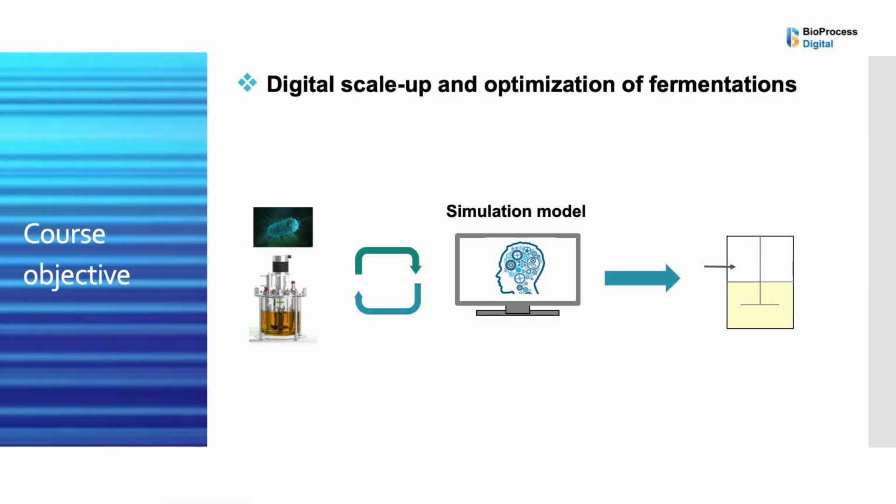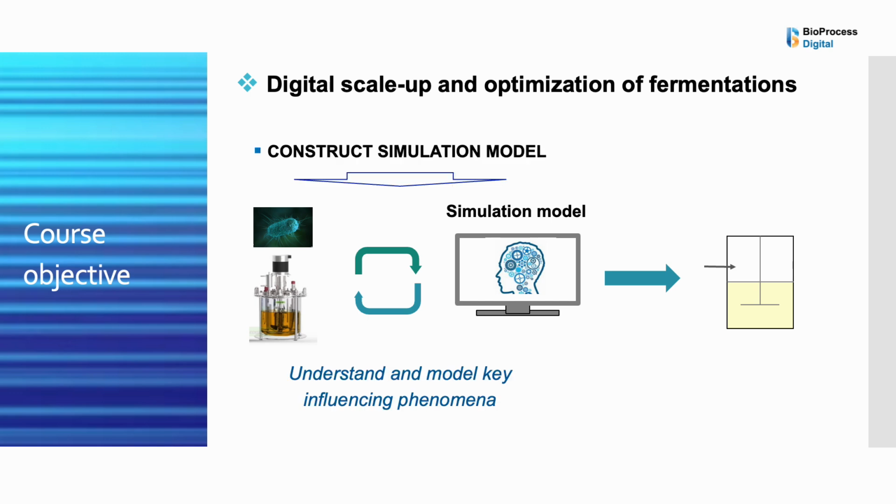By enrolling in this course, you will develop a solid foundation in the digital methodologies of bioprocess engineering, with a focus on the scale-up and optimization of microbial fermentation processes. The course is structured in two key phases. One, model development from laboratory data. You will learn how to apply core bioprocess engineering principles to develop mechanistic simulation models based on laboratory-scale experiments. These models will be tailored to the specific microbial strain used, enabling you to capture and describe the key phenomena influencing microbial growth, substrate utilization, and product formation.